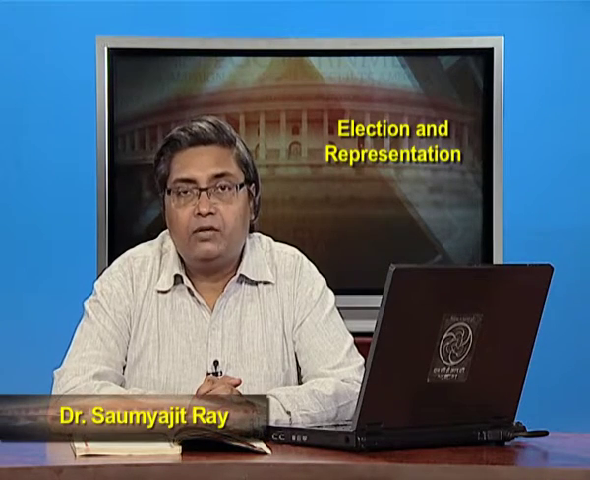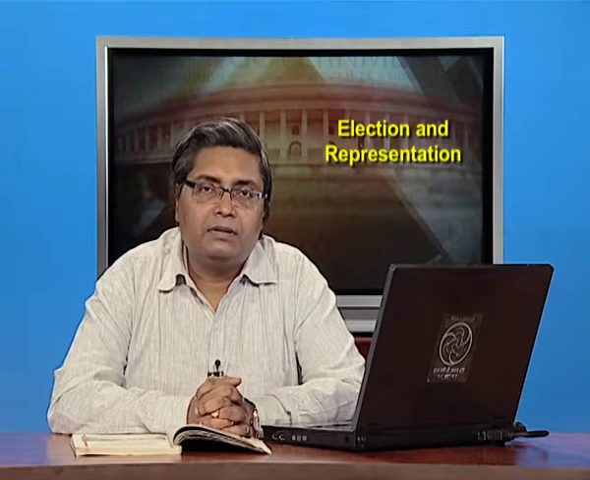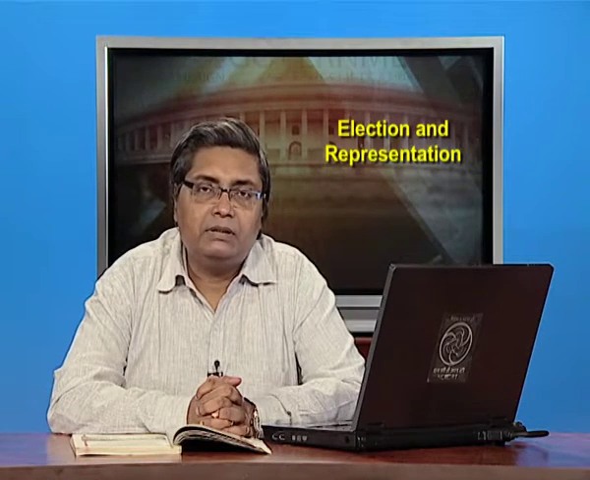In the last episode, we had looked at reserved constituencies. We had looked at free and fair elections. Not only that, the right to contest, and of course, the right to vote, the universal adult suffrage. In this episode, we will look at the Election Commission, the function and composition, and of course, something else that I kept a secret in the last episode, that is electoral reforms.